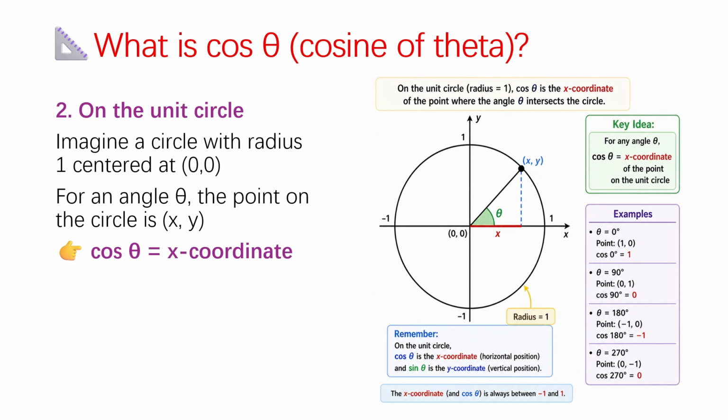Finally, let's connect cosine to the unit circle. Again, we use a circle with radius 1 centered at the origin. For any angle θ, the point on the circle has coordinates x, y. Here, cosθ is the x-coordinate of that point. So cosine represents how far left or right the point is on the circle.